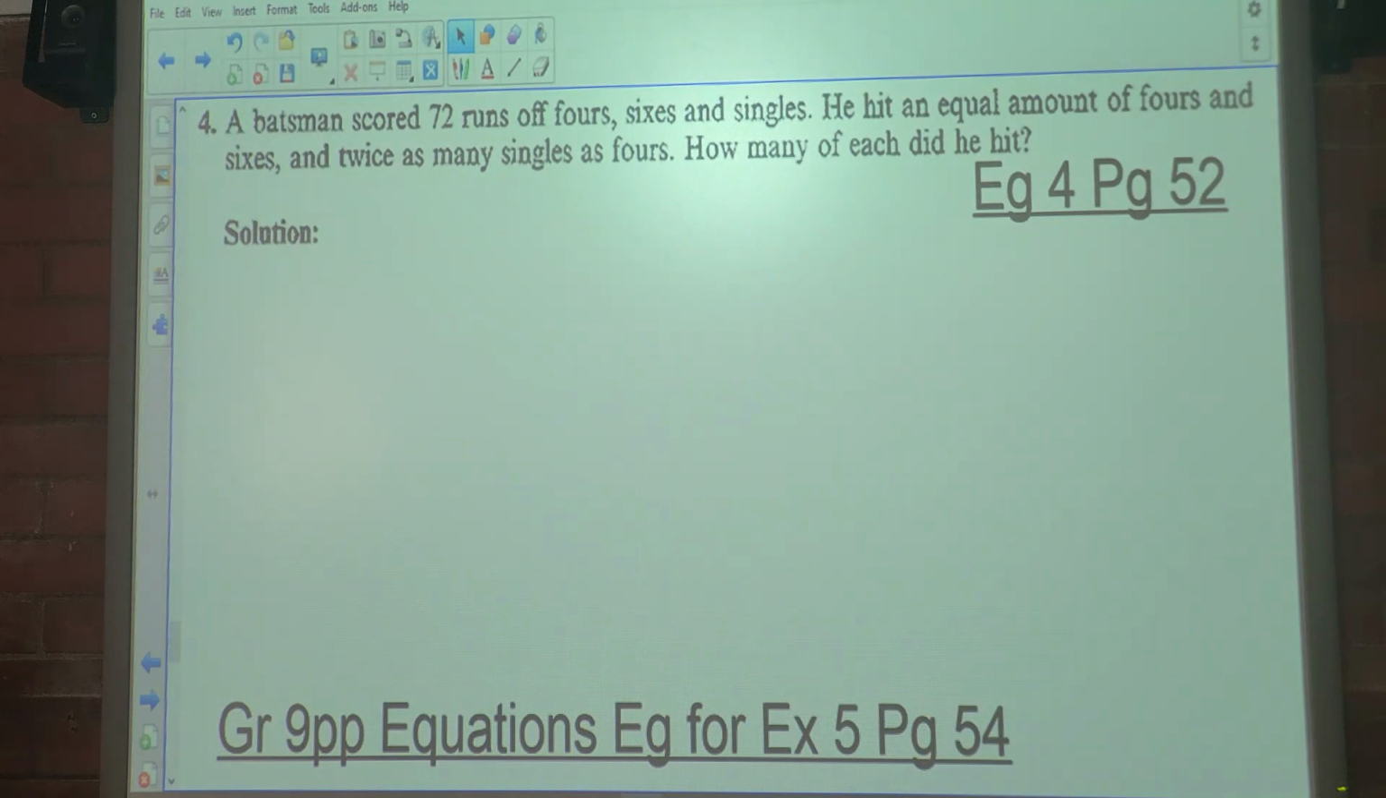A batsman scored 72 runs. You guys watch cricket? No. Oh my word. Okay, I also don't watch cricket anymore.